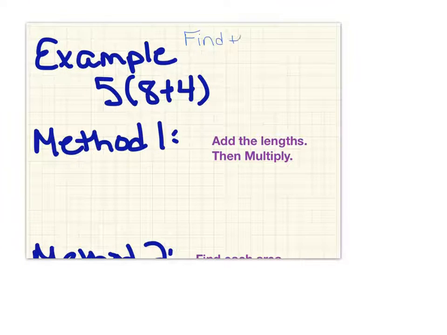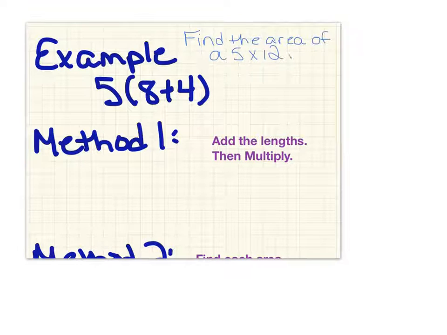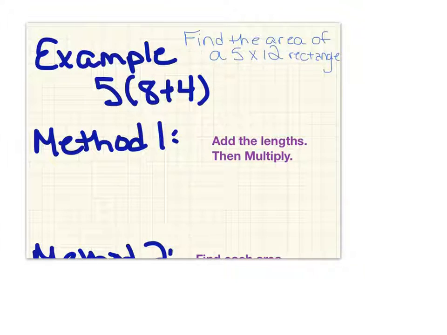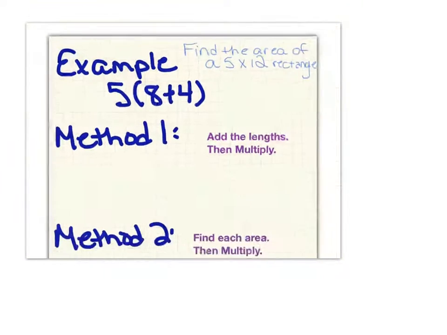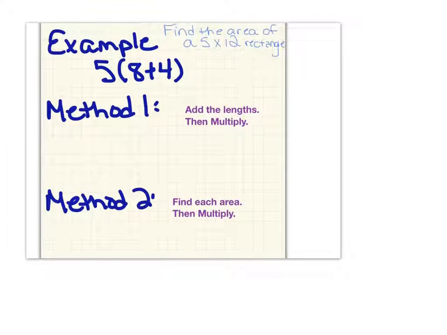Okay, what we are trying to do here is to find the area of a 5 by 12 rectangle. You should know that to find the area of a rectangle you multiply length times width. But sometimes that can be difficult for us if we're dealing with larger dimensions. That might be hard to just multiply. So we have a couple of different options to make that simpler for us.